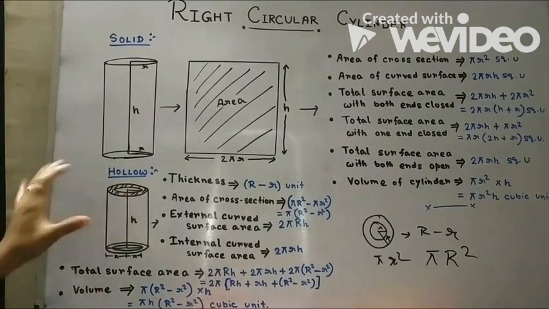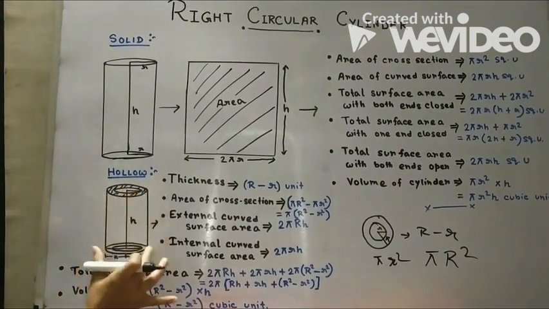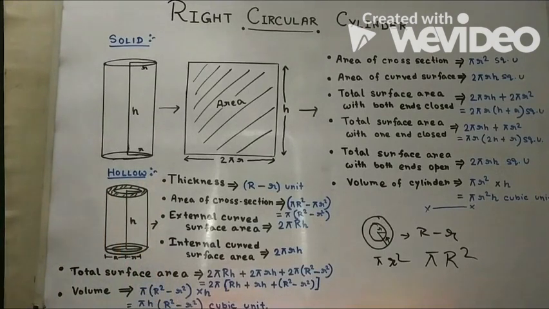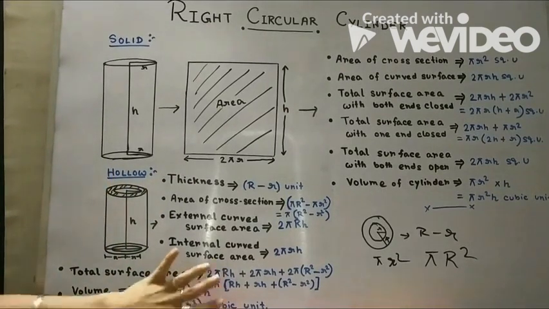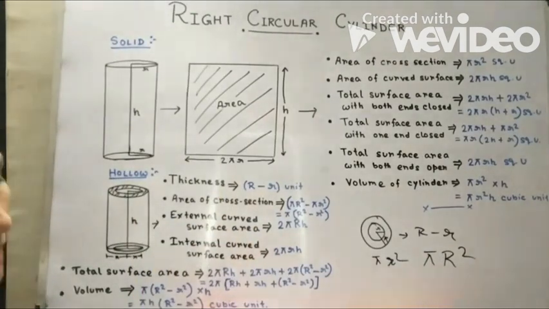If the bases are not there, no metal or material is required to make the bases. Hence the total surface area will be 2 pi capital R h plus 2 pi small r h.